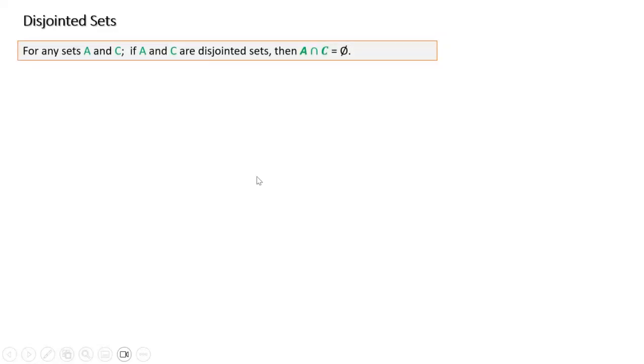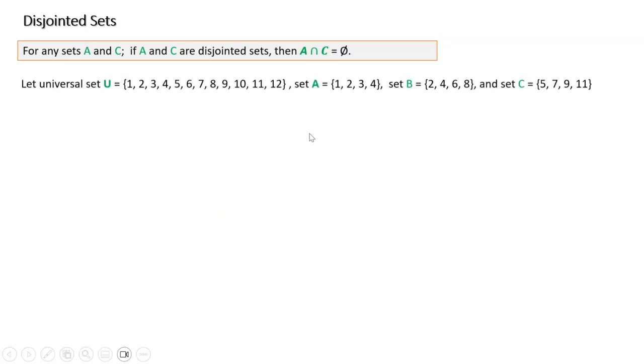Okay, now, hey guys, disjoint means that they don't have anything in common. They're separate. It says here for any sets A and C, if A and C are disjoint, it means there's no intersection. The intersection of A and C has nothing in there. That's why it's the empty set. Same set of numbers for set U, set A, and set B. Now we added C. C contains the elements 5, 7, 9, and 11.